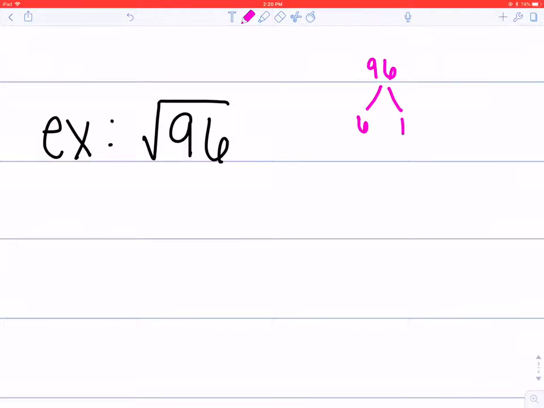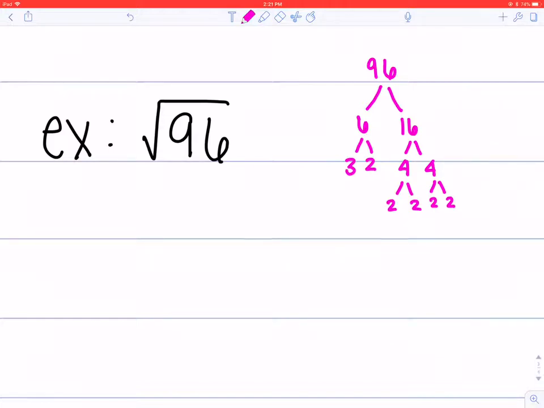So 6 and 16. Now you can do anything. You could do 2 and 48, 6 and 16, any two numbers that multiply. It doesn't matter. It's going to get us all to the same place. So keep breaking it up. So 6 goes to 3 and 2, 16 I can do to 4 and 4, 2, 2, 2, 2. So I know I'm done when down here on the ends I have only prime numbers, meaning they can't break up anymore.